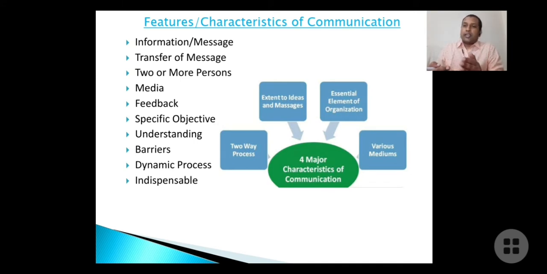That is barriers. Also communication has barriers, for example, noise. You are talking to someone in a noisy environment, that noisy environment is a barrier to communication. Or you are talking to someone in a language and he or she is not able to understand the language, then that will also be a barrier. So the barrier is also a feature of communication.